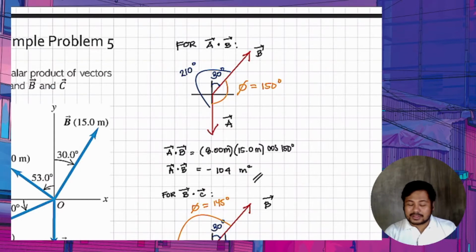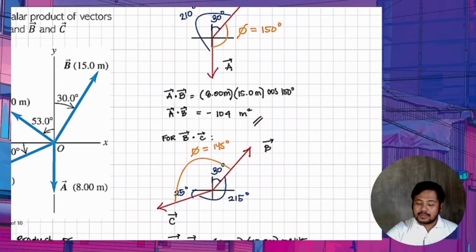Basically, it's just the magnitude. It's a scalar quantity. So A dot B is equal to the magnitude of A times the magnitude of B times cos phi. That's why we have 8 times 15 cos 150. But what is that 150? For all we know, we have to deal with the smallest angle between the two vectors if we're talking about cross or dot product. So you have there 210 and then you have 150. I hope you already know how I got that 150 and that 210. So A dot B is equal to negative 104 meter squared.